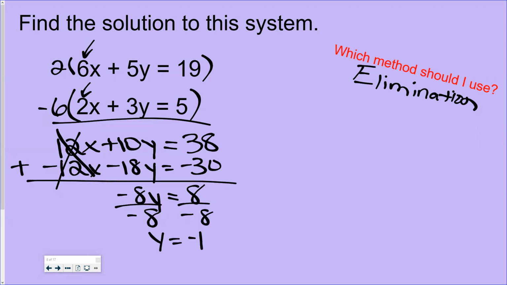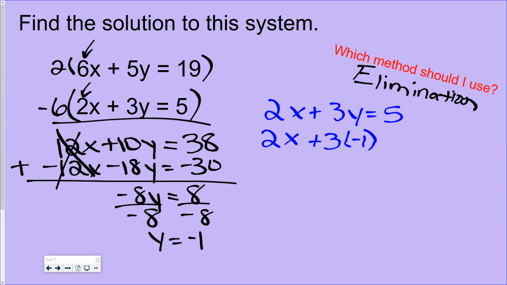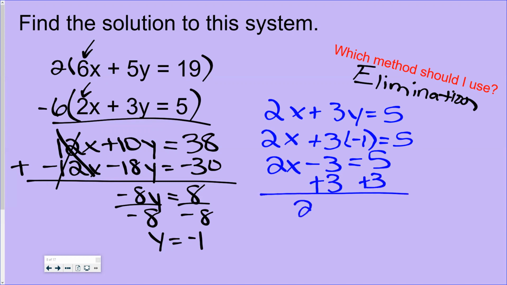That negative 1, I'm going to take it and plug it back into one of the two original equations. I'm going to go ahead and use the bottom one. 2x plus 3y equals 5. 2x plus 3 times negative 1 equals 5. 2x minus 3 equals 5. Add 3 to both sides. 2x equals 8. Divide both sides by 2, and I get x equals 4. So my final answer should be 4, negative 1.